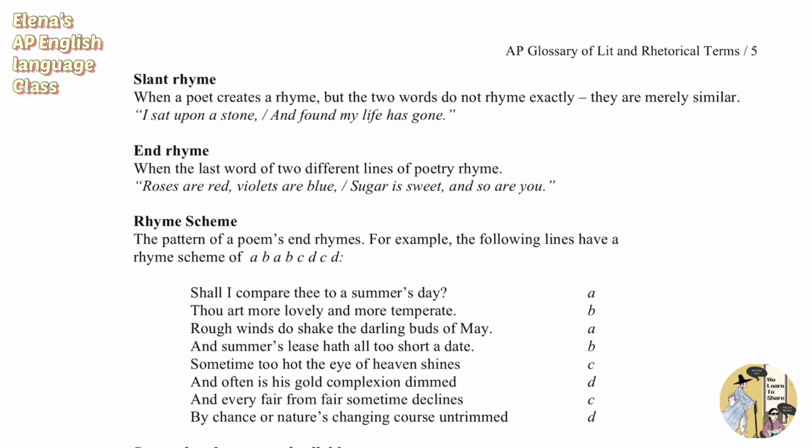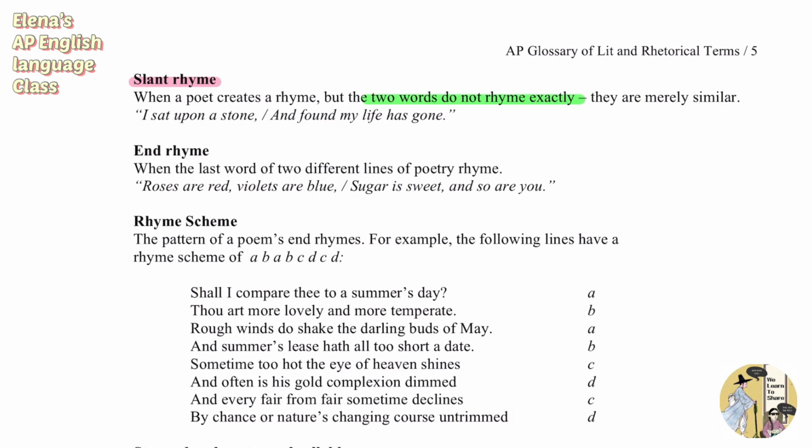So now let's start with our first device, which is called a slant rhyme. A slant rhyme is something that rhymes slightly, okay? It's like when a poet creates a rhyme, but the words do not rhyme exactly. They are merely similar. You can memorize it by saying that it is slightly, slantly rhyming.